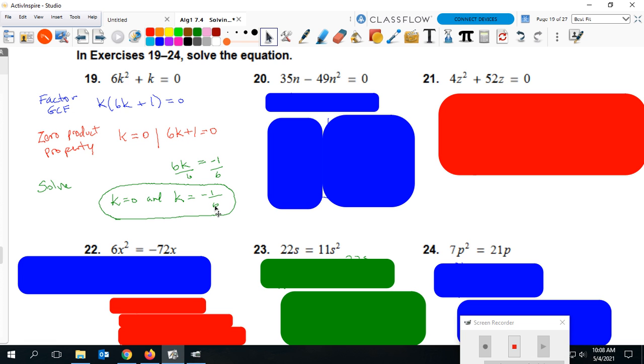Alright, so I'm going to have you try number 20 and 21. Go ahead and pause the video. 20 and 21 are just like number 19. So start with factoring the GCF from this one, and then use zero product property to set each one equal to 0, and then solve from there to get your answers. So do 20 and 21, and then go ahead and play it again to check those answers.